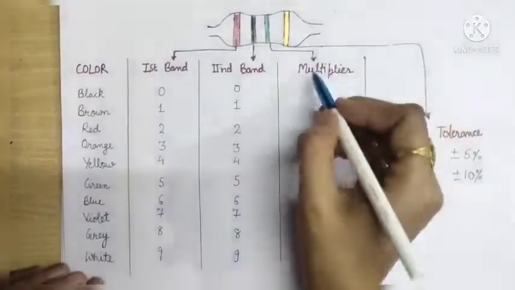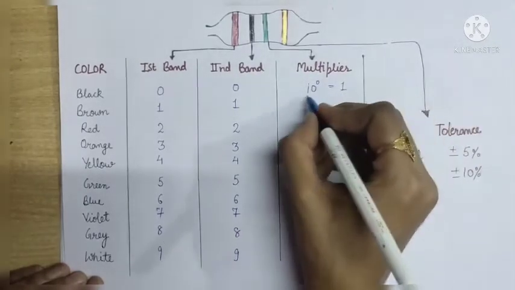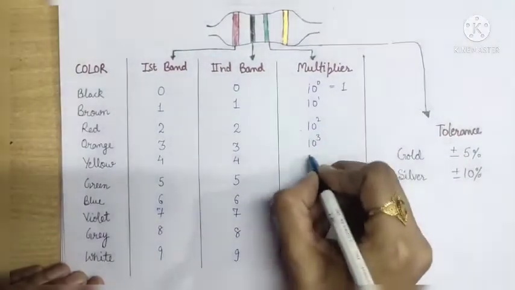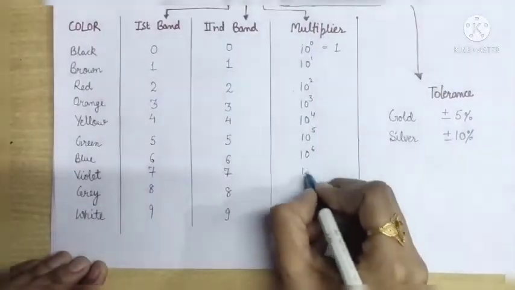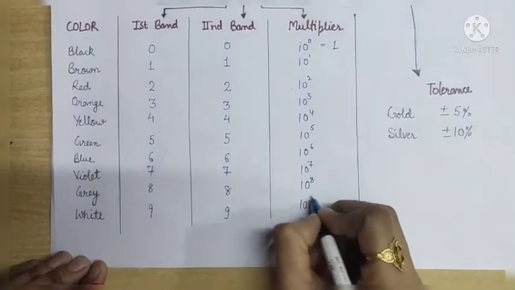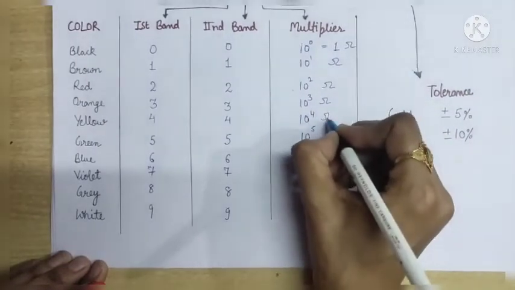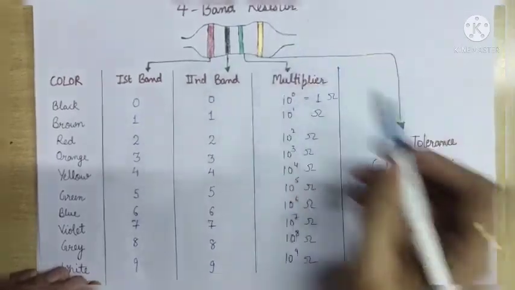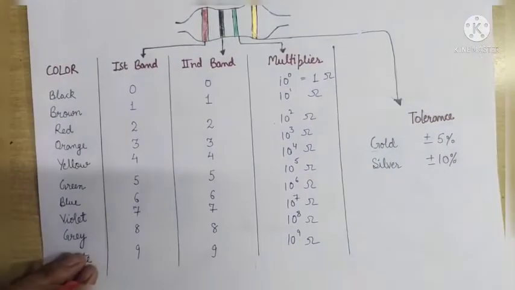And for the multiplier, it goes to its power, that is 10 raised to power 0, which equals 1, 10 raised to power 1, 10 raised to power 2, 10 raised to power 3, 10 raised to power 4, 10 raised to power 5, 10 raised to power 6, 10 raised to power 7, 10 raised to power 8, 10 raised to power 9 ohms. And the fourth band is golden, that is plus minus 5%, and silver, that is plus minus 10%.